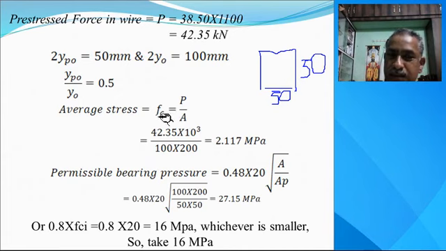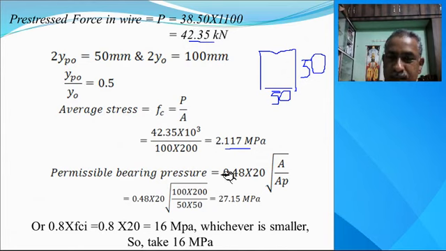So average stress, f_c, is equal to the pre-stressing force divided by area. The pre-stressing force is 42.35 and the area is equal to 100 by 200. So it is 2.117 MPa. This is the average stress in the concrete.